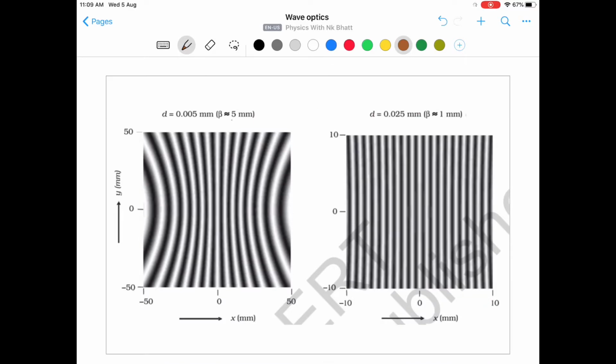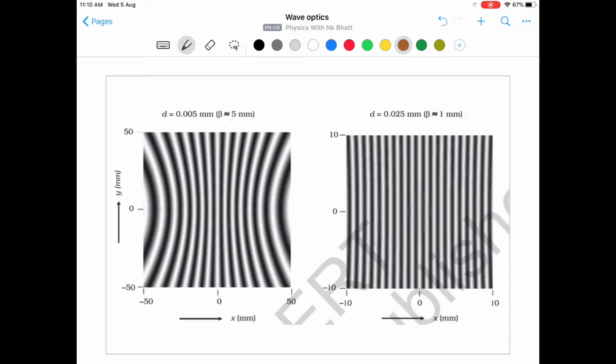Let us see the diagram here. In this diagram, you can see two patterns are shown. At first look, they appear to be the same, but if you look more closely at these two diagrams, you can see a lot of differences. The first diagram is on the scale of 0 to 50 and minus 50, and the second diagram is on the scale of 0 to 10 and minus 10 in the same region.